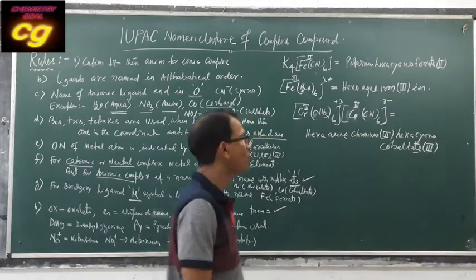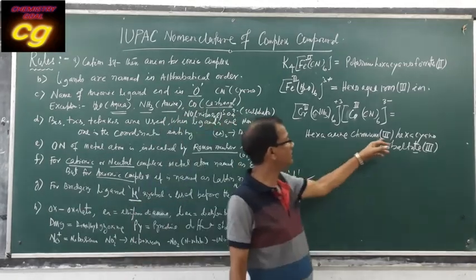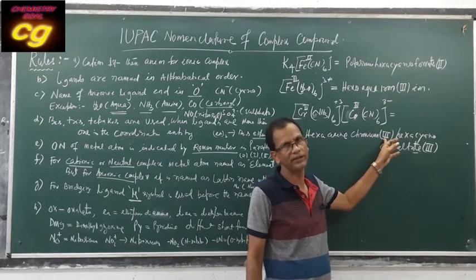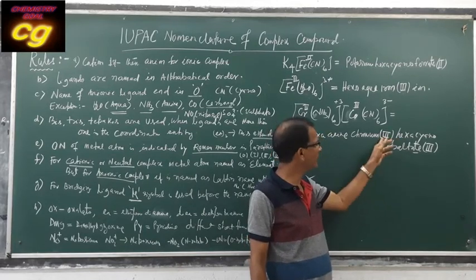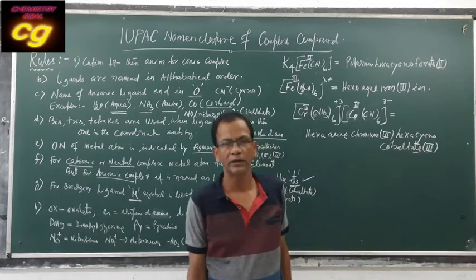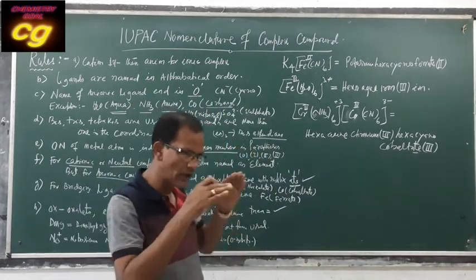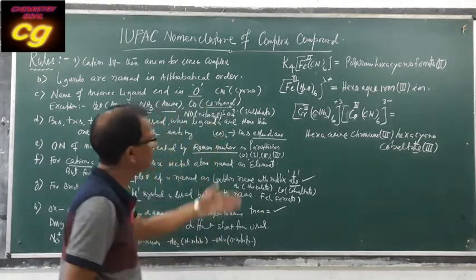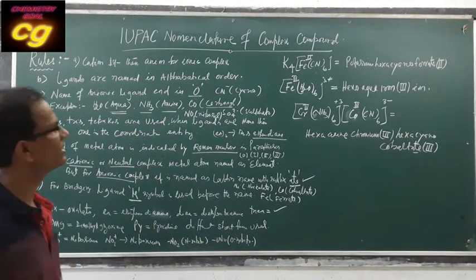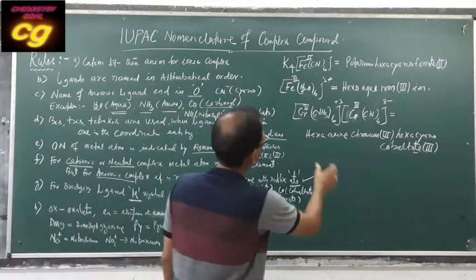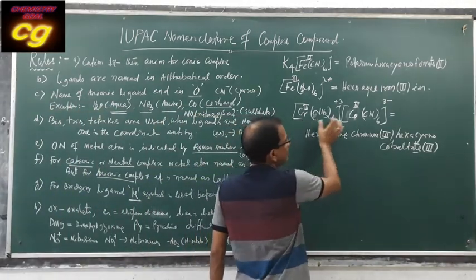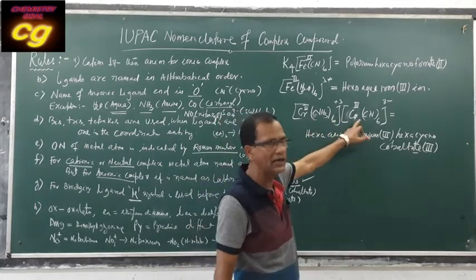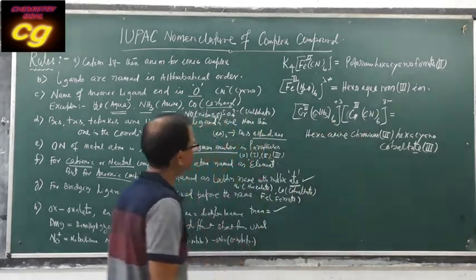Don't forget to write the Roman number, that is the oxidation number of the metal atom, in the parentheses. If you don't mention this one, then you will get 0 marks. That is very important in the IUPAC nomenclature. You have to follow all rules. So this is one coordination complex, both cation and anion, a cationic complex and an anionic complex, both in complex form.